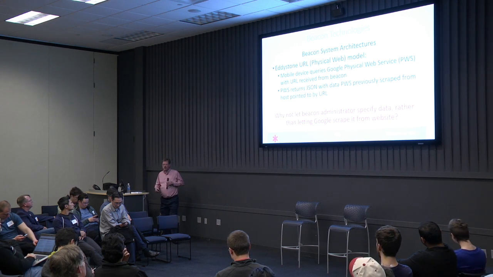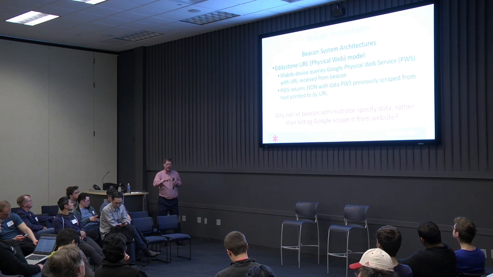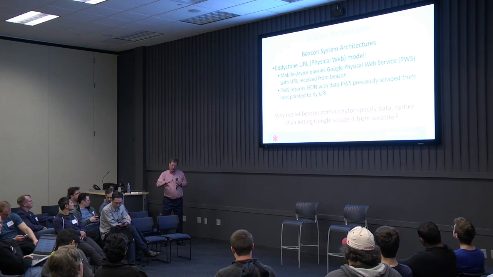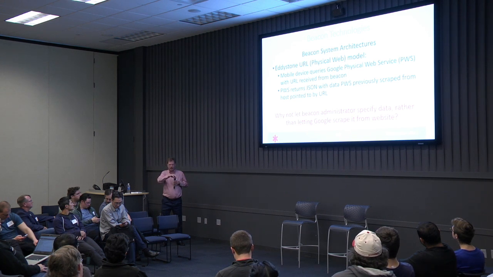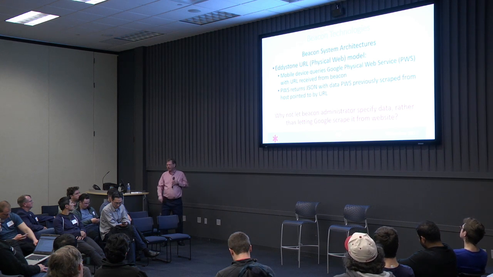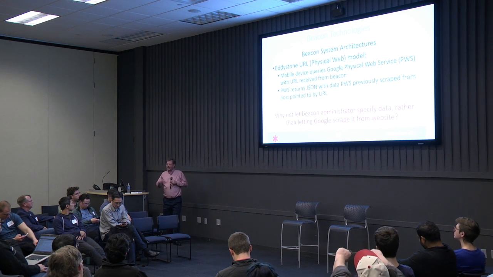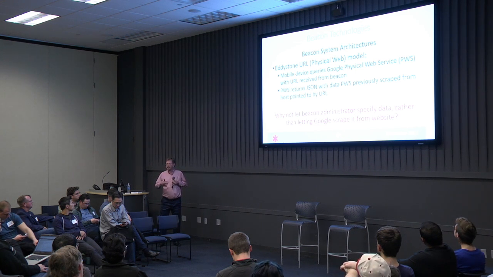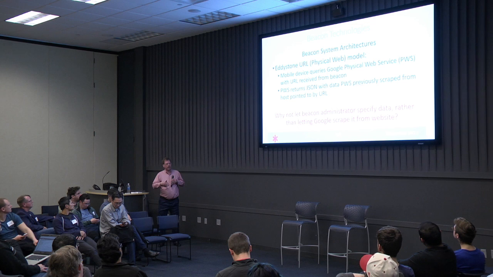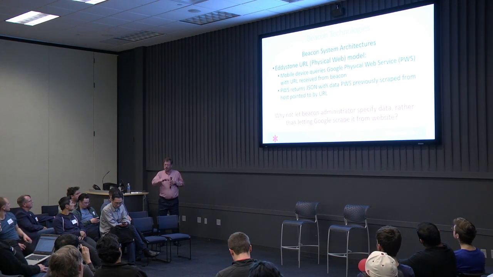So the obvious question is, this seems like sort of an ad hoc system, where I set up a website, Google crawls it, extracts some data, and archives that data, caches that data. And that leads to the question of, why can't I just specify the data directly? And that's what Nearby does. Nearby says, just give me up to 1,000 bytes, or on the order of 1,000 bytes, of data, and I will associate it with that beacon. And so you sort of skip the whole web page stuff.